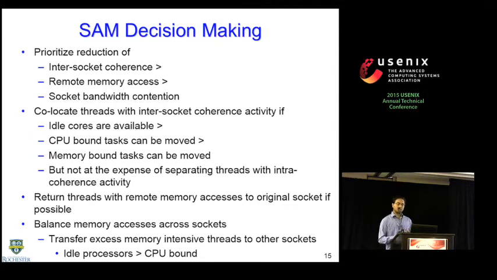If we do not find either of these 2 opportunities and we still have a need to reduce inter-socket coherence activity, we do make the trade-off of moving a memory-bound application. We know this is not an ideal migration, so we call them reluctant migrations, and we note them and find the earliest point in the future at which we can reverse these migrations to reduce the remote memory accesses that could have been a byproduct of such migrations. But at no cost do we actually move tasks that have intra-socket coherence activity, because that is going to violate our top priority to reduce inter-socket coherence.